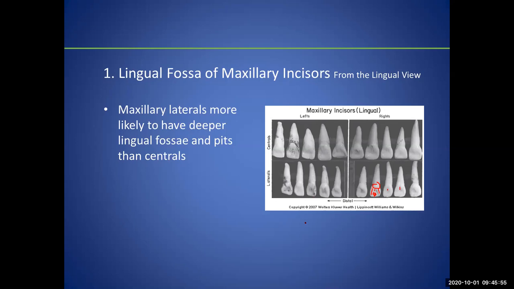So when you're looking at teeth that might need sealants, the laterals oftentimes will need a sealant versus the centrals, which don't on the lingual because they don't have that deep pit.